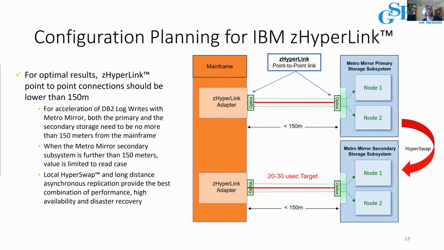And of course, we have HyperSwap, and as we move into the discussion about Global Mirror, we now have this long distance asynchronous replication. So that gives you the best of all worlds, right? You get the performance, the high availability, and the disaster recovery. I think sometimes it gets lost in these presentations that it doesn't have to be 150 meters. That's sort of the max. You definitely would want to do a shorter distance. If you can do a shorter distance, choose the cable length that's the lowest, since distance adds latency. So I think those are key things.